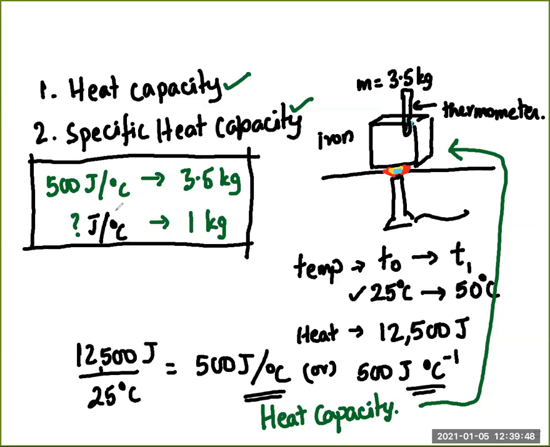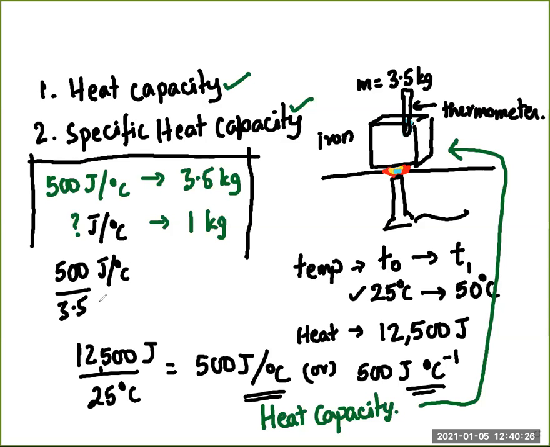So just to repeat the problem again, if 500 joules per degree Celsius is the energy required to raise 3.5 kilograms of this material's temperature by 1 degree Celsius, then how much joules per degree Celsius is required to raise the temperature of 1 kilogram? Because we always want to define something in terms of per kilogram, per degree Celsius, etc. So it's again a unitary problem, and it can easily be solved by just dividing the energy 500 joules per degree Celsius by the quantity 3.5.